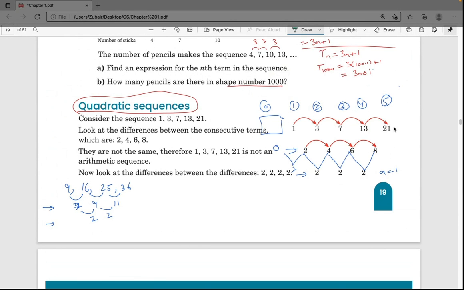Now, you see, 21 minus 8 was 13. 13 minus 6 was 7. 7 minus 4 is 3. 3 minus 2 is 1. So 1 minus 0 is 1. In this case, C is equal to 1.